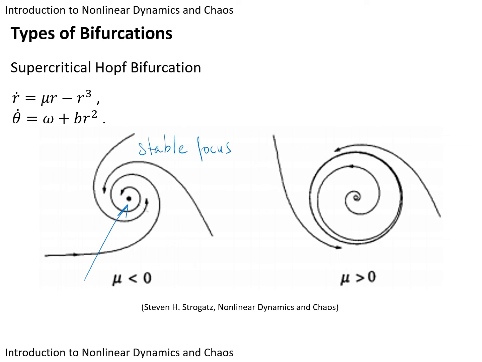When mu is positive, then that point becomes unstable and looks like unstable focus, but we also see a closed trajectory, a closed orbit appears, and here we have a stable limit cycle. This is supercritical Hopf bifurcation.